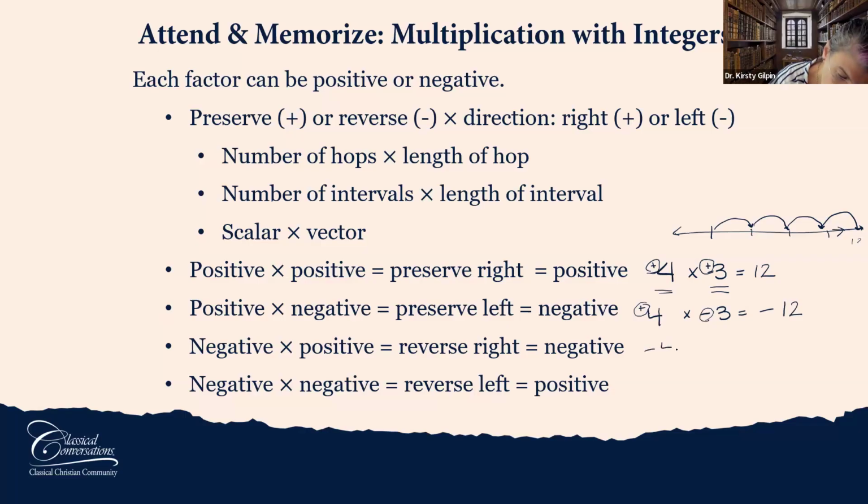If I had negative 4 times 3, again, I'd add in my little positive and I'd say, okay, this time I'm going to reverse my positive direction. So a reverse of the positive, which is right, is going to go left, which is going to be negative. 4 times 3 is 12. So I'm literally looking at each piece, my direction and my length, separately. And then negative 4 times negative 3, this is telling me reverse my negative, or my left. So that means I'm going to end up going right, which is positive, and 4 times 3 is 12.